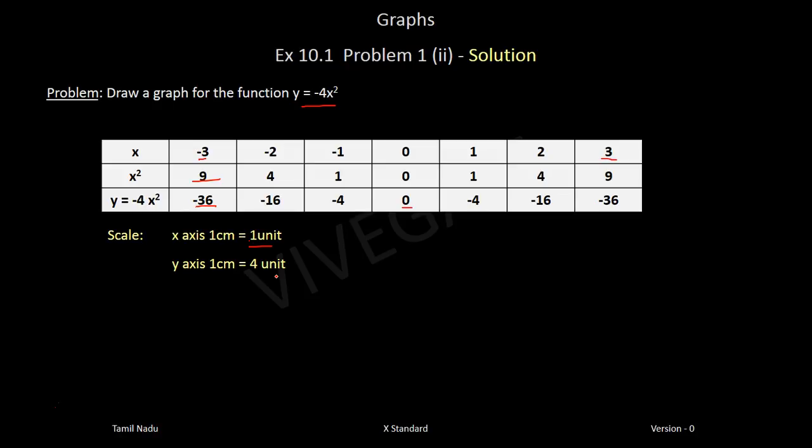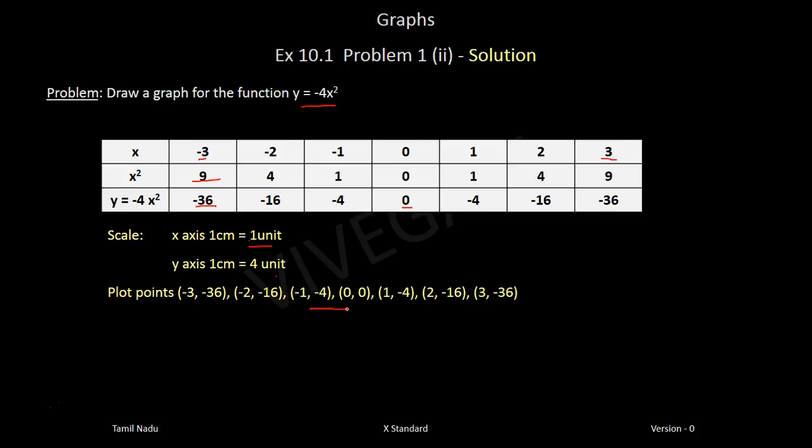So now we'll have to collect all the points which need to be plotted. What are the points? Minus 3, minus 36, the pair of x and y values. I'm sorry. So minus 2, minus 16 needs to be plotted. Minus 1 and minus 4. 0 and 0, 1 and minus 4, 2 and minus 16, 3 and minus 36. So these are the points which need to be plotted. So we collect all the points here. So now we have done the job.